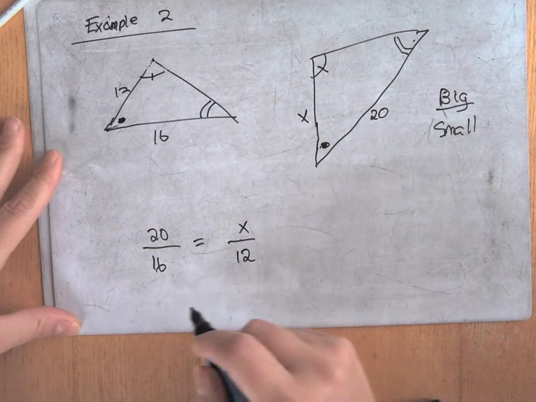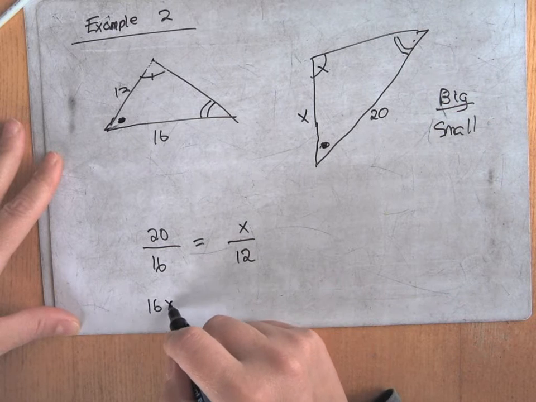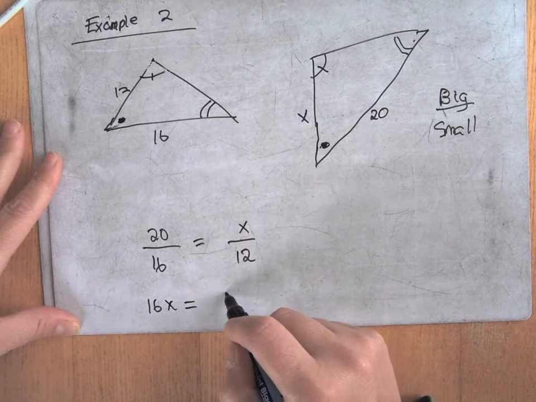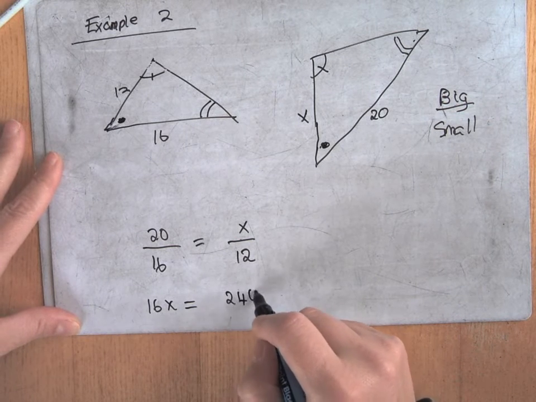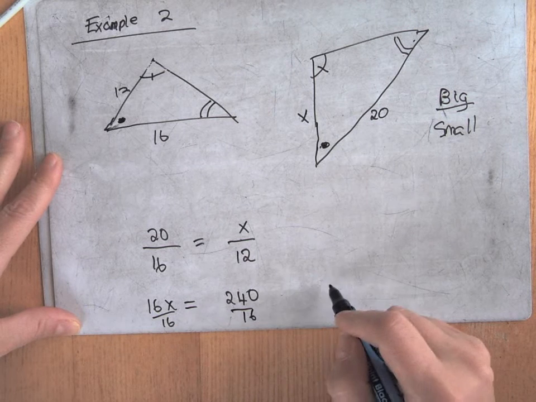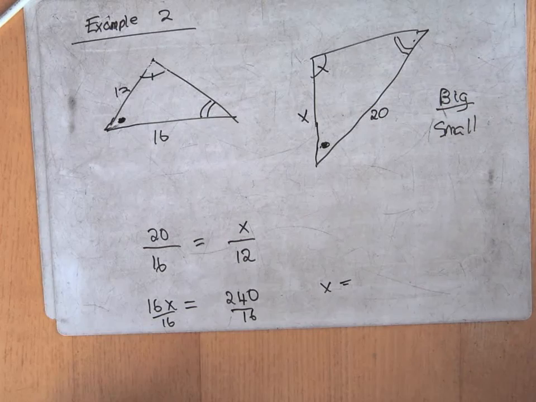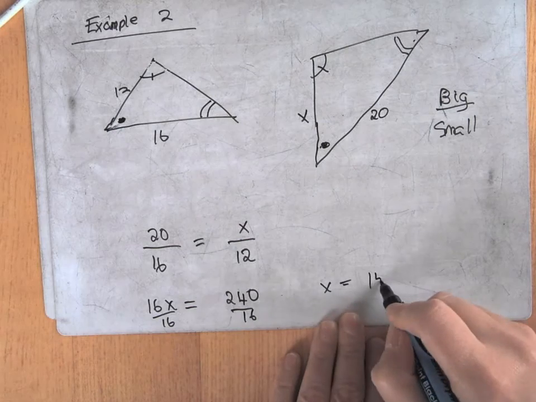So then I cross multiply. I'll get 16 by x is 16x. 12 by 20 is 240. Then divide each side by 16. And you end up with x is equal to, what does 16 go into that? 16 into 240 goes 15 times.